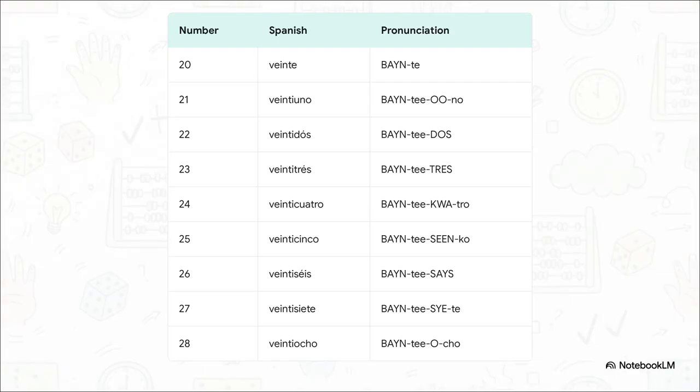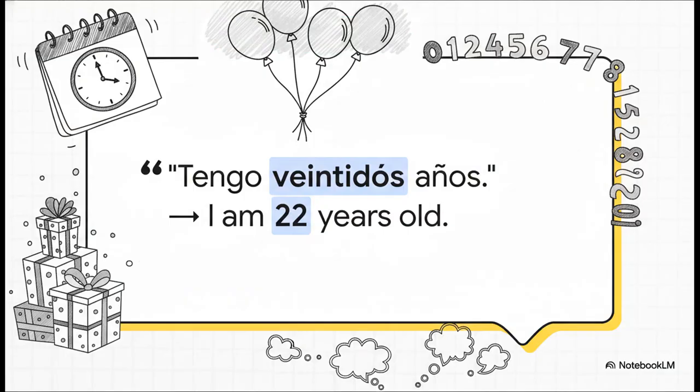And you can see just how consistent this is, right? You've got veinte for 20, and then it just rolls. Veintiuno, veintidós, veintitrés. It's the exact same pattern all the way up to 29. Once you see that, boom, you've unlocked the entire set of 20s. This is such a useful phrase, by the way. Tengo veintidós años. I am 22 years old. If you're in your 20s, you can now tell someone your age. It's just so practical and something you can use right away.